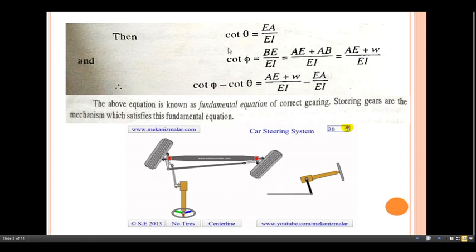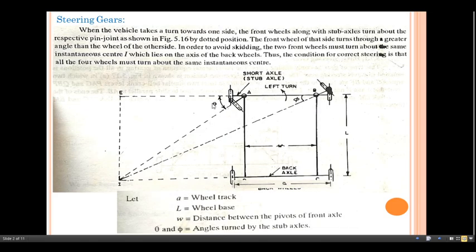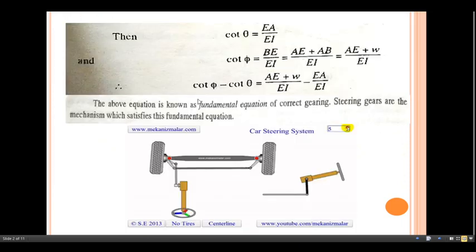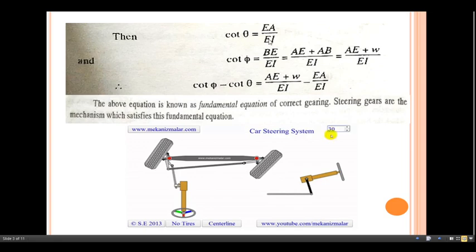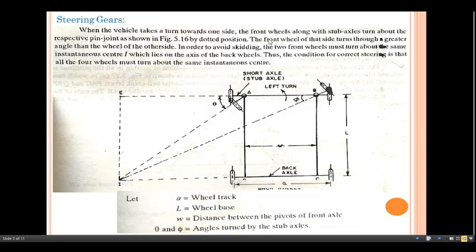From the geometry, cot of theta is the adjacent side EA divided by the opposite side EI. So cot theta equals EA divided by EI. Similarly, we can get cot phi. Cot phi is the adjacent side EP divided by the opposite side EI.